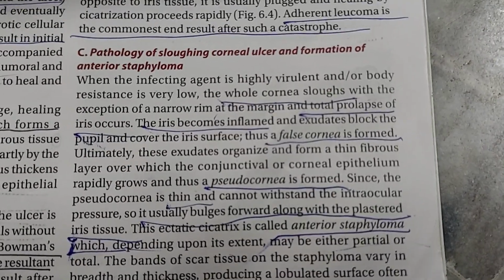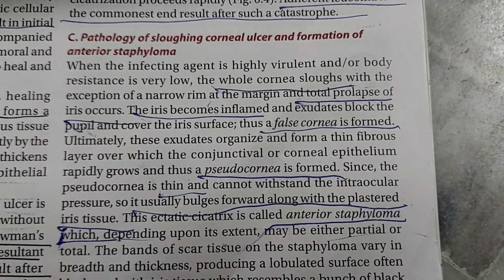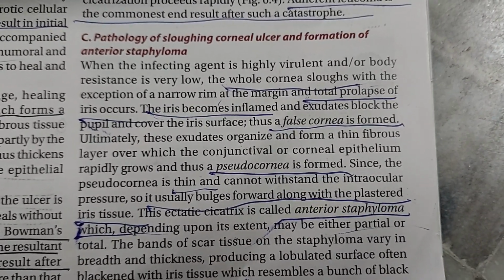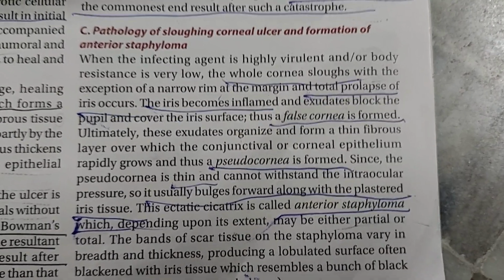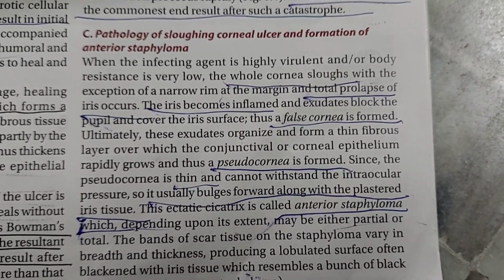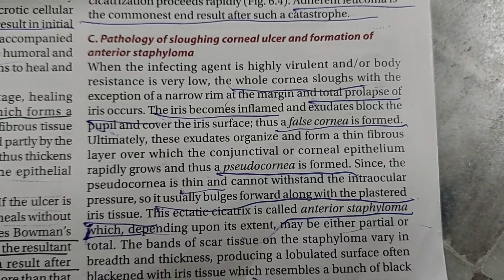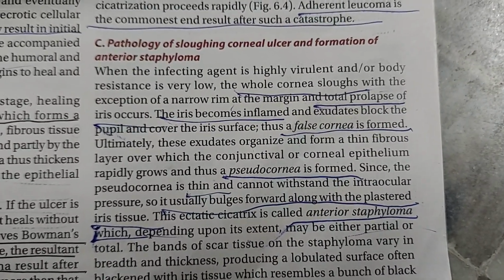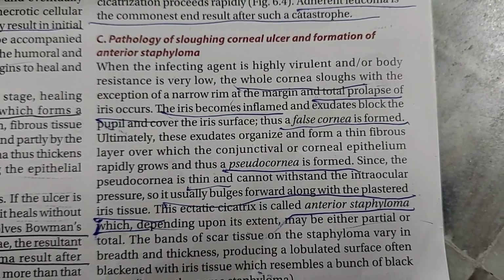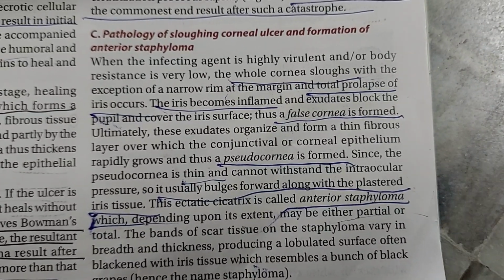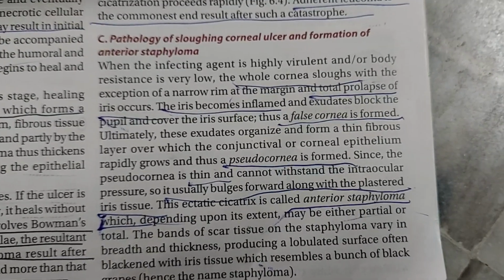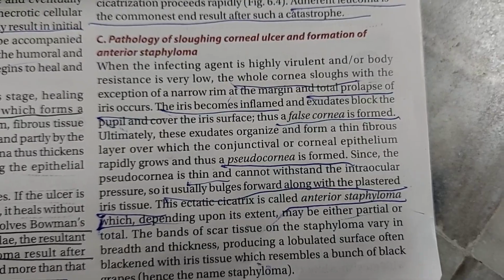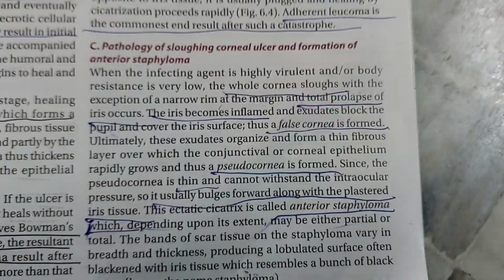This is known as pseudocornea, and it is really thin. It is not actually a complete cornea. It is really thin and cannot withstand the intraocular pressure, so it usually bulges forward along with the plastered iris tissue. This ectatic cicatrix is called anterior staphyloma. When the pseudocornea is bulging with inflamed iris tissue, this is known as anterior staphyloma.